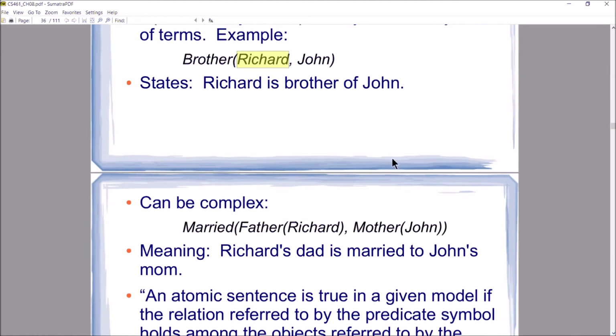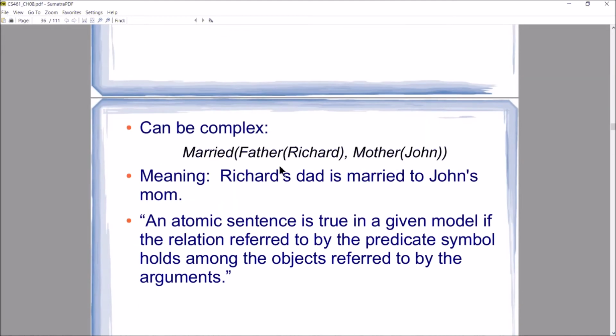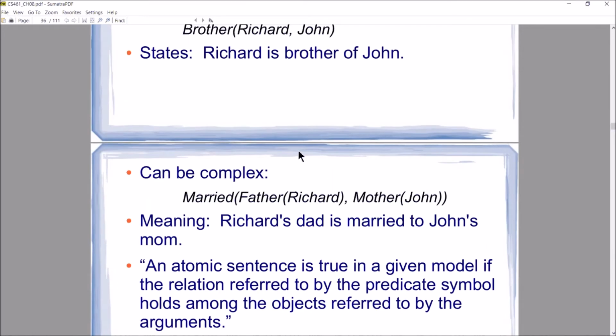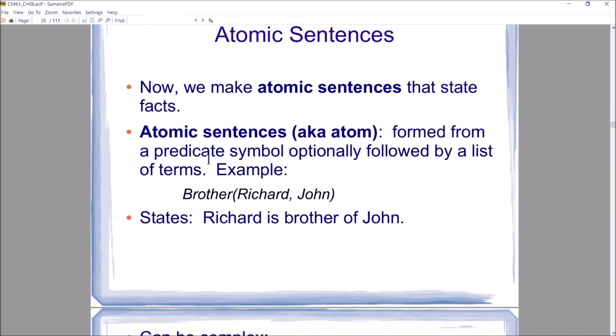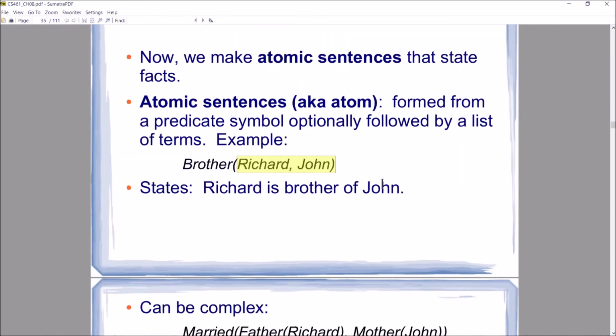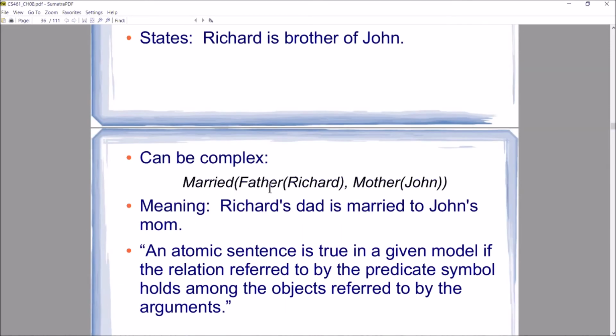Now, these things can be really, really complex. So take a look at this. We've got some nesting going on. As I was saying, you can have a list of terms in here, or you can just have one. So let's take a look here. What we're saying is the father of Richard and the mother of John, even though we didn't explicitly name the mother of John, we didn't say John's mother's name, we didn't give a constant symbol there.